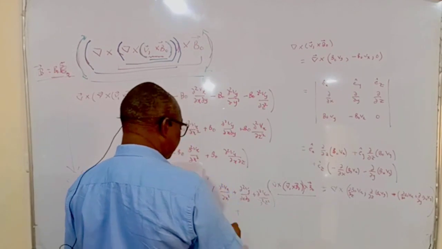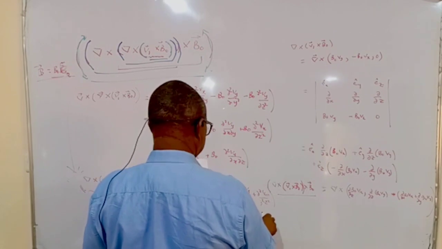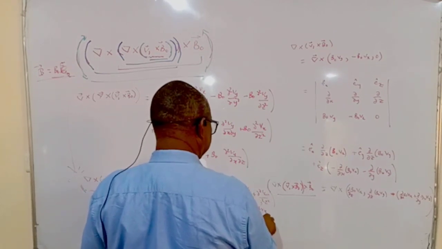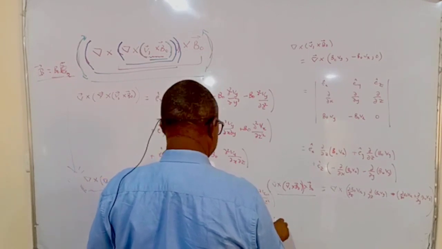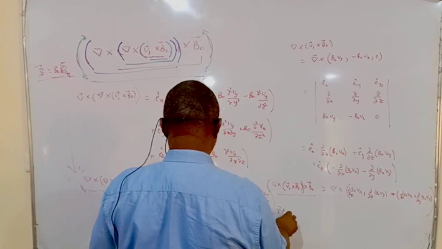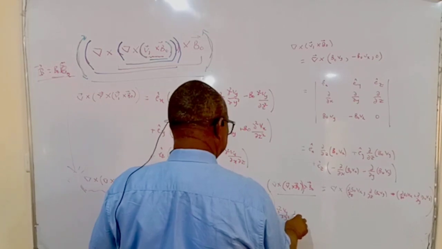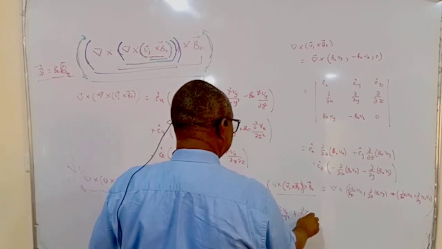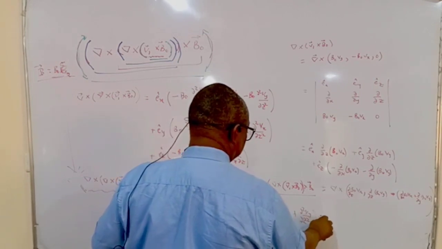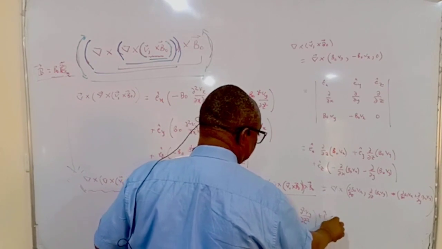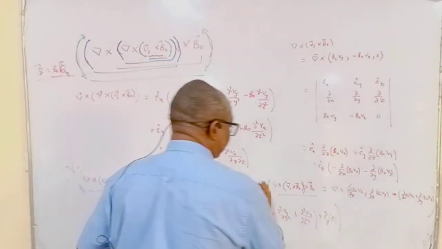Plus Ey into partial squared Vx by partial x partial y plus partial squared Vy by partial y squared plus partial squared Vy by partial z squared plus Ez of 0. So this is the answer you're supposed to get.